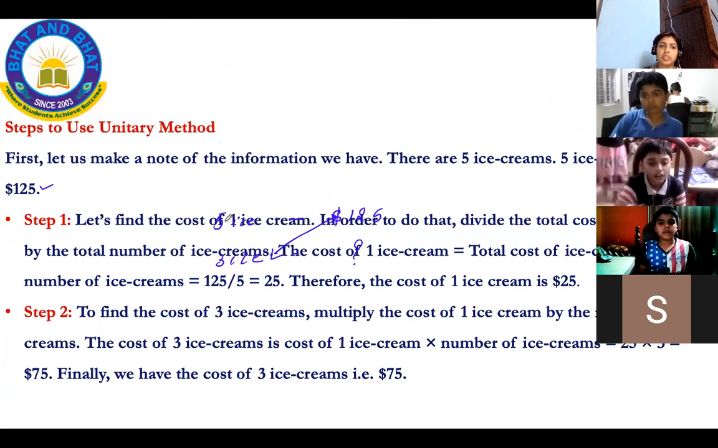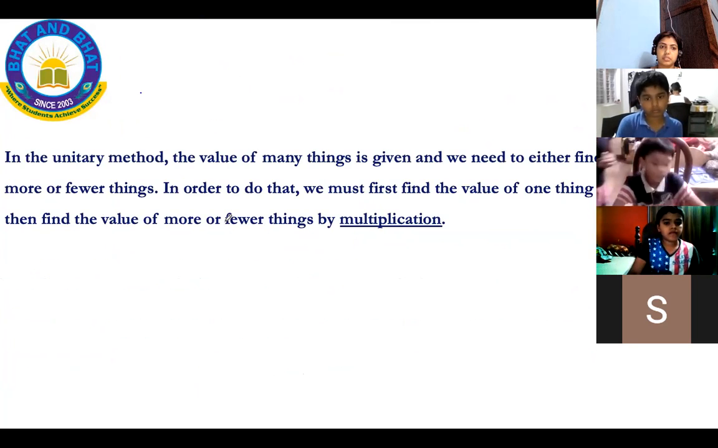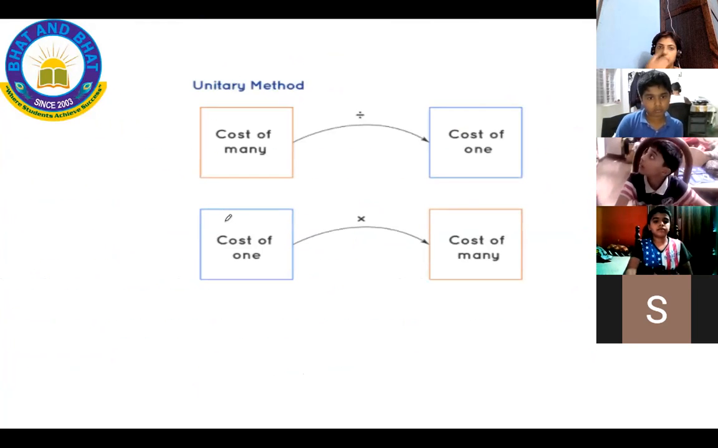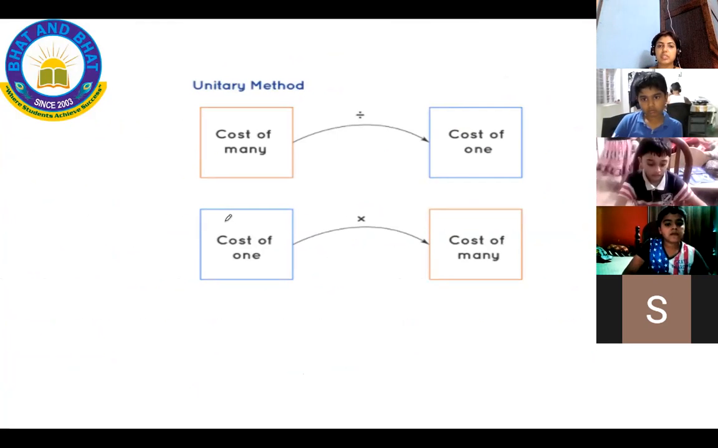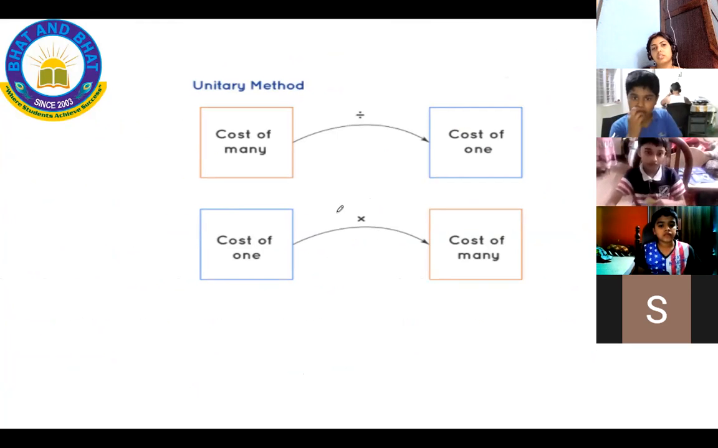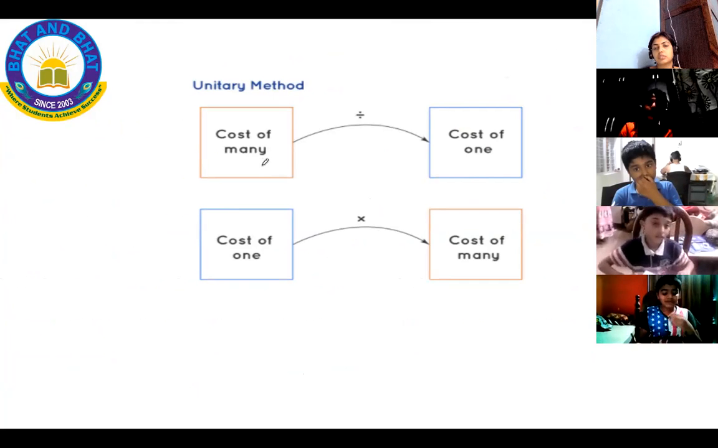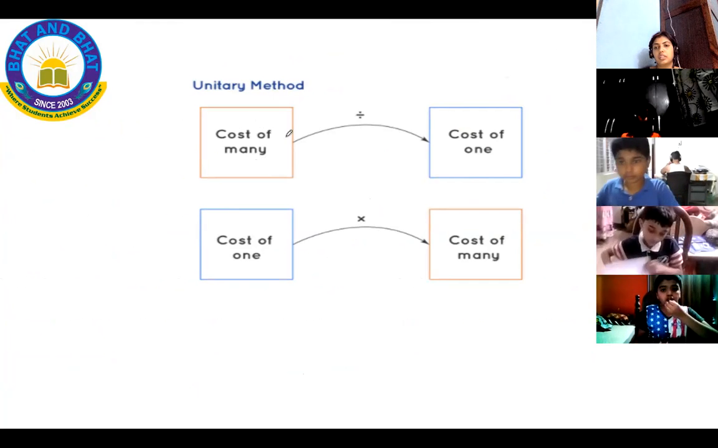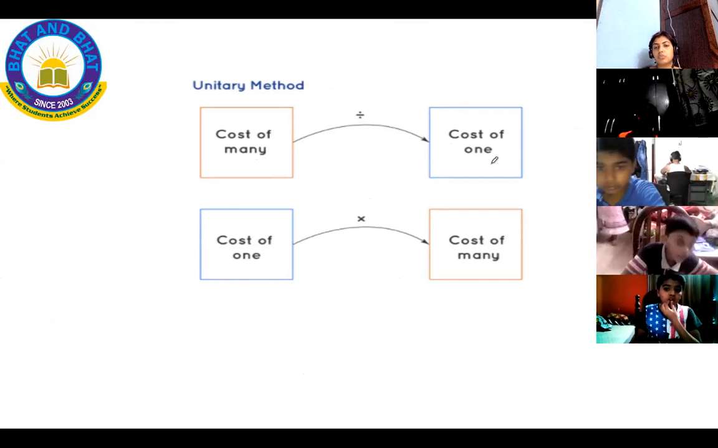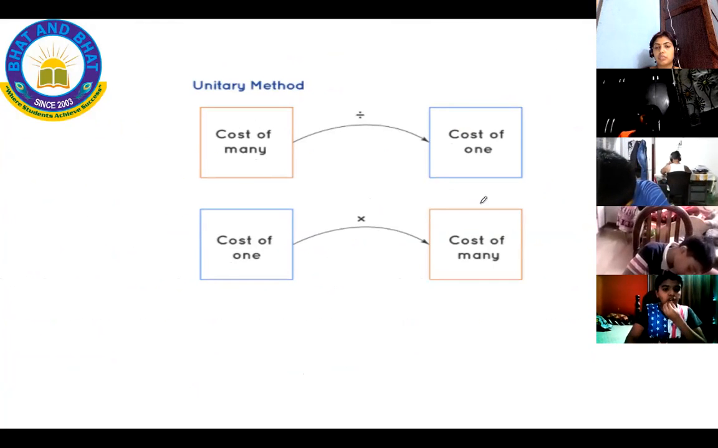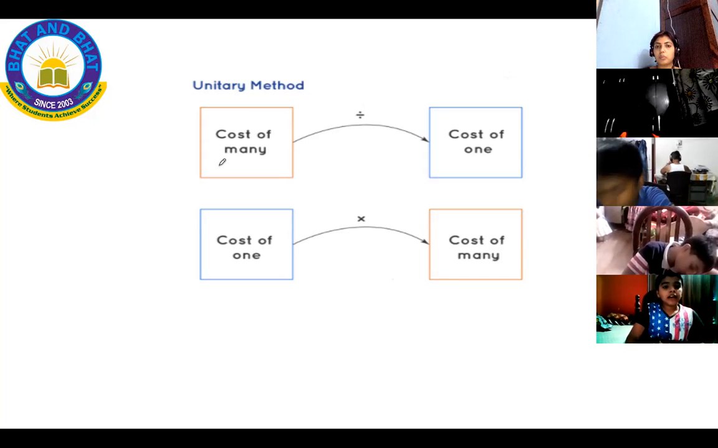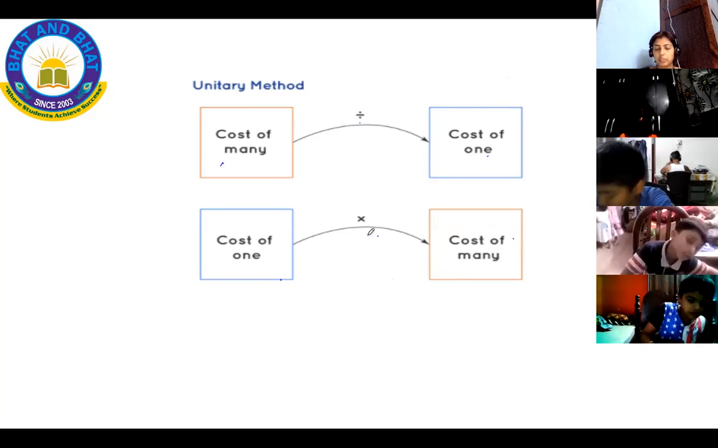So next, no need to write this method. Step by step it is given. So from the unitary method, what can we do? We can find the cost of many. Can we write this, ma'am? Yes. If you have the cost of many, then you can find the cost of one. Or if you have the cost of one, then you can find the cost of many. So from many to one, you will divide. From one to many, you will multiply. Okay.